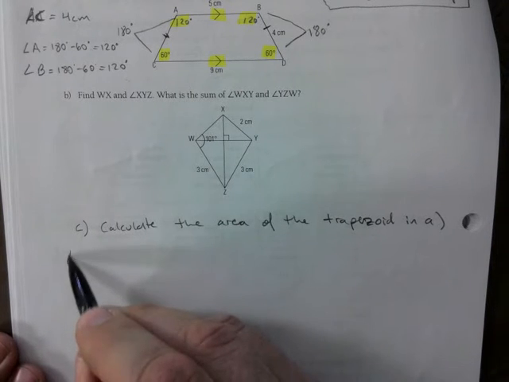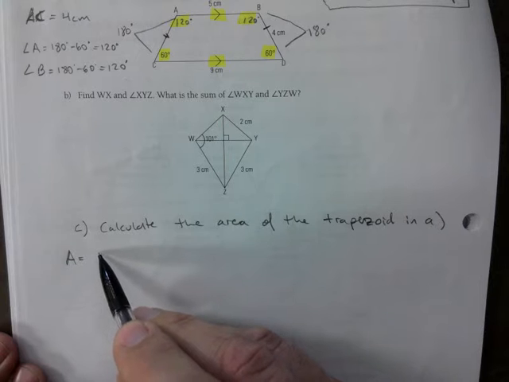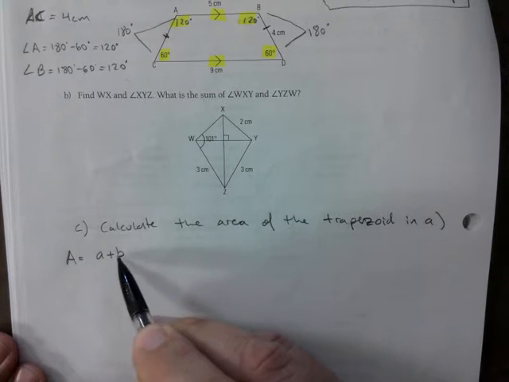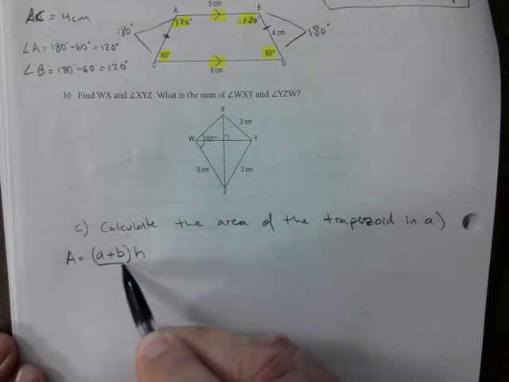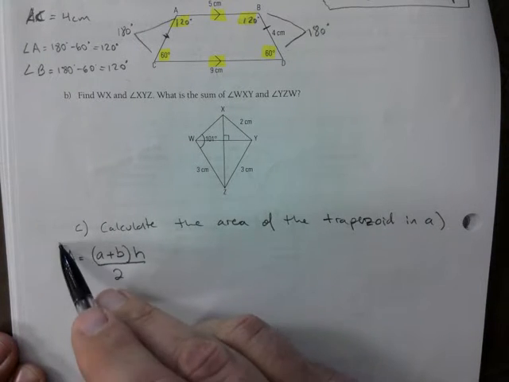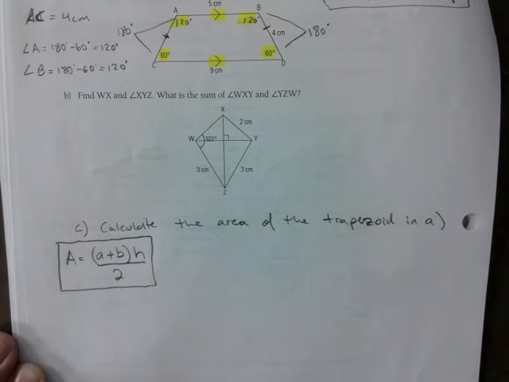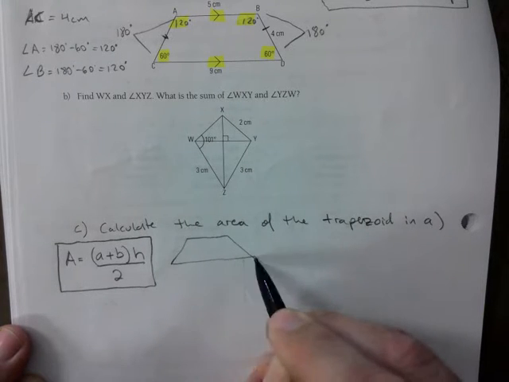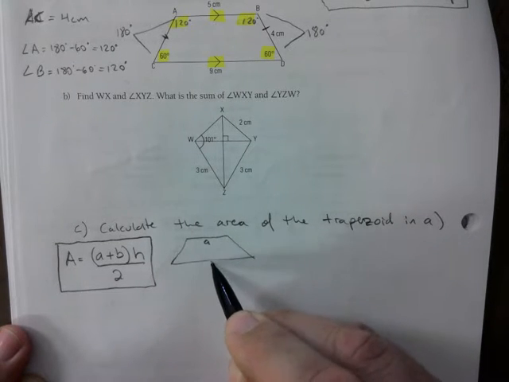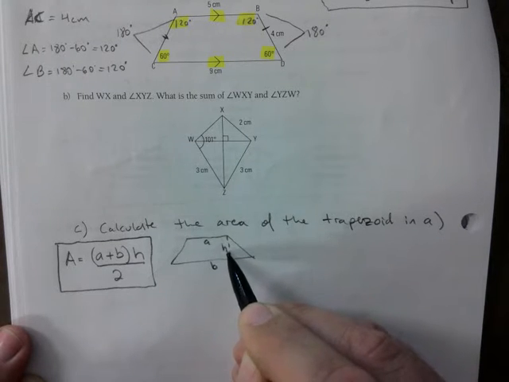So write this down nice and big. Area of the trapezoid would be A plus B, multiplied by the height, all of that divided by 2. Have a little trapezoid there just so you know what we're talking about. This is A, this is B, and this is your height.